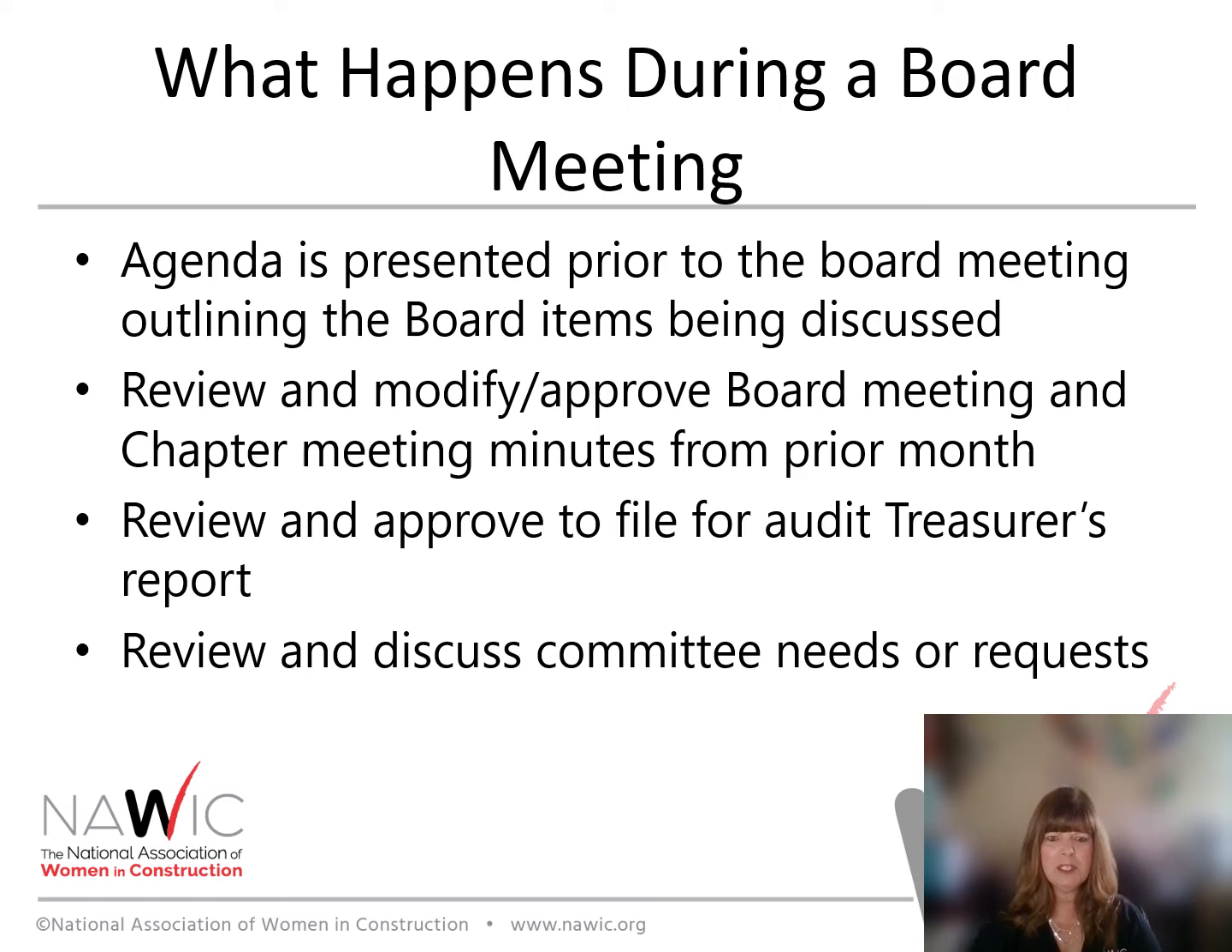Any supporting documents the board should review to make an informed decision should be sent out prior to the board meeting, sending them enough in advance that the board has time to review the documents. This is an agenda. It's presented prior to the board meeting, outlining the board items being discussed. In the board meeting, you're going to review and modify or approve board meeting and chapter meeting minutes from the prior month. Then you're going to review and approve to file for audit the treasurer's report and review and discuss committee needs or requests.